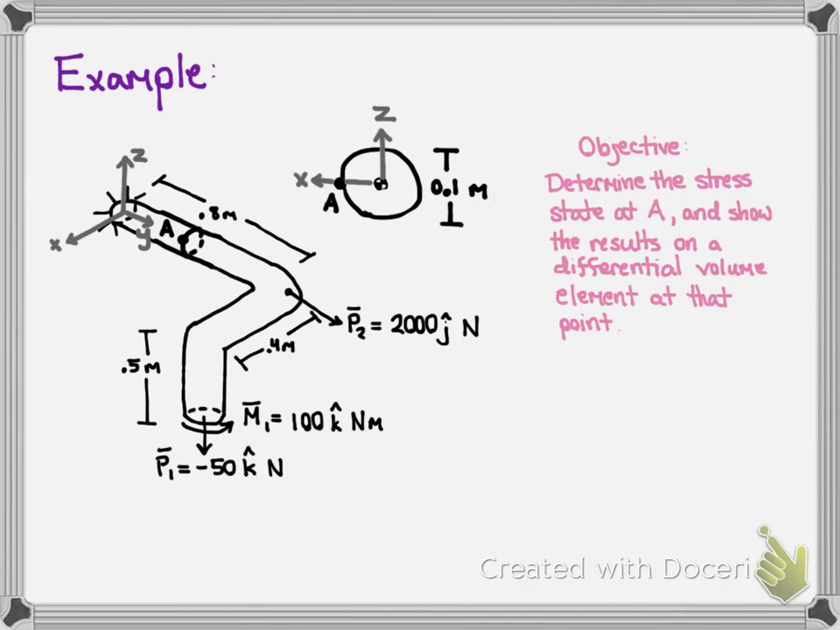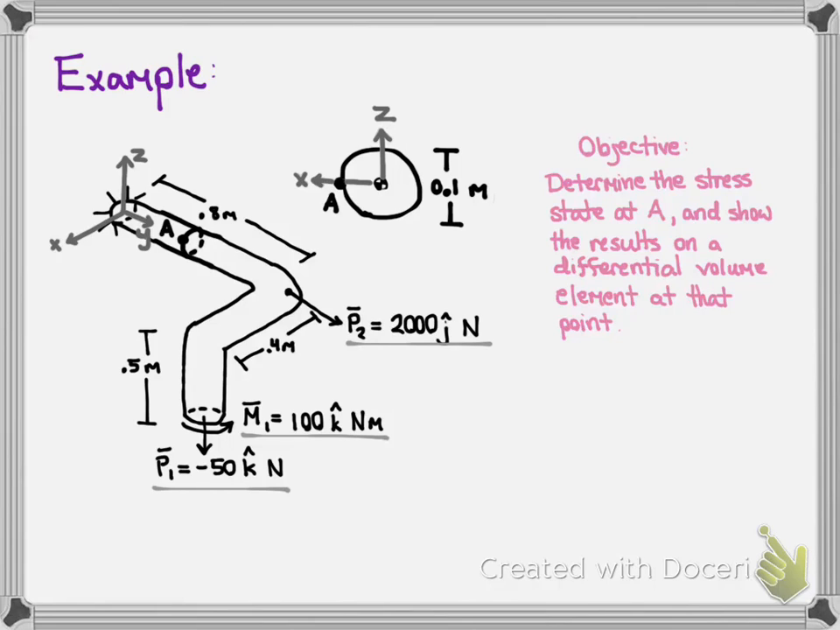Now we'll look at an example to better illustrate the effects of combined loading. As you can see here, I've got a beam that bends through all different axes in multiple directions. I'm subjecting it to three forces. There's P1 equals negative 50 newtons, and that's in the negative z direction. P2 equals 2,000 newtons, that's in the positive y direction. And a moment, M1 equals 100 newton meters, and that's in the positive z direction from our right hand rule.